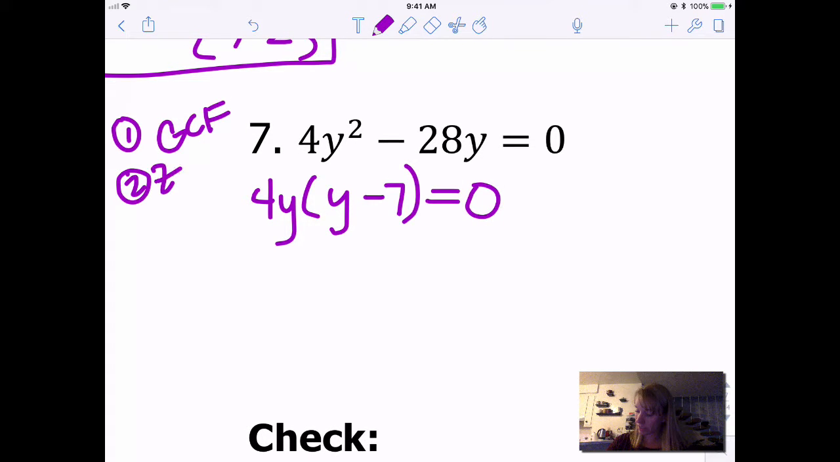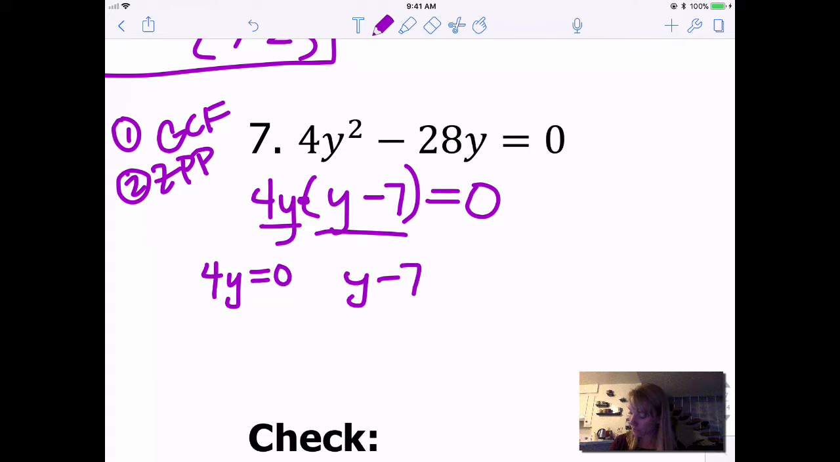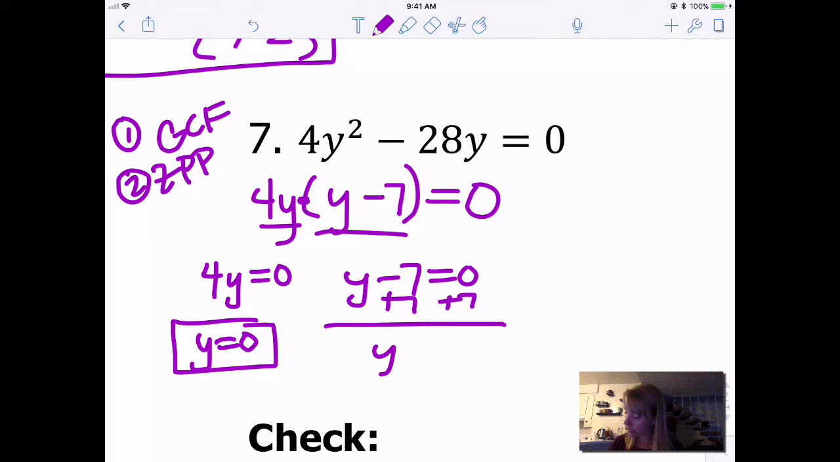Number 2 is I'm going to do the zero product property. I know that if I've got 2 terms multiplied, then either 4y equals 0 or y minus 7 is equal to 0. In the first one, I know that y has to be 0 because that's the only number that will make that product 0. The second one, I can add 7 to both sides, and y is equal to 7.